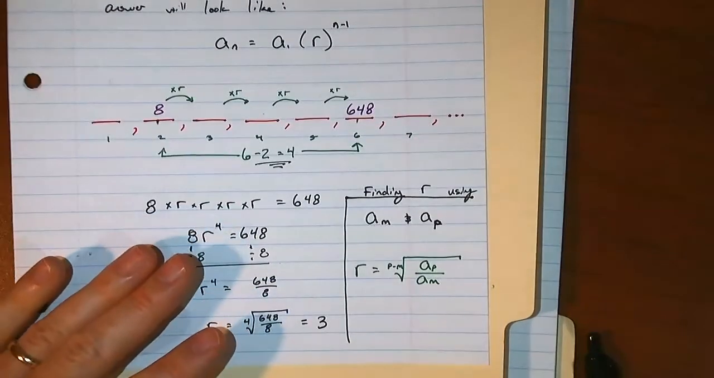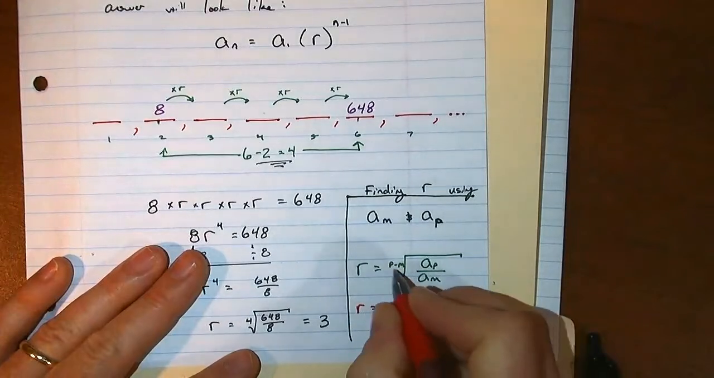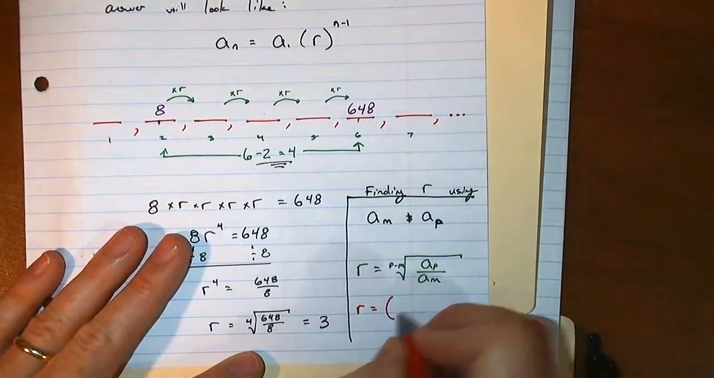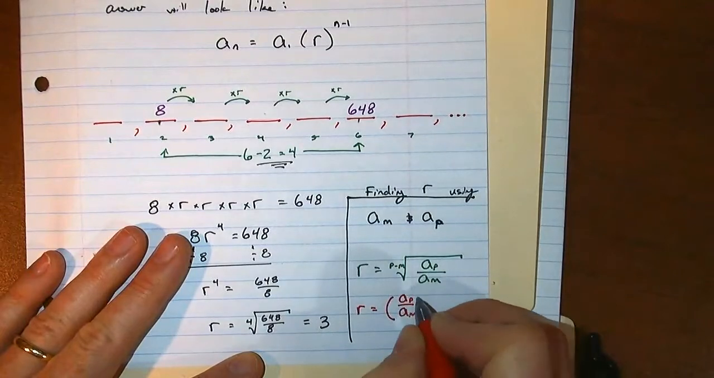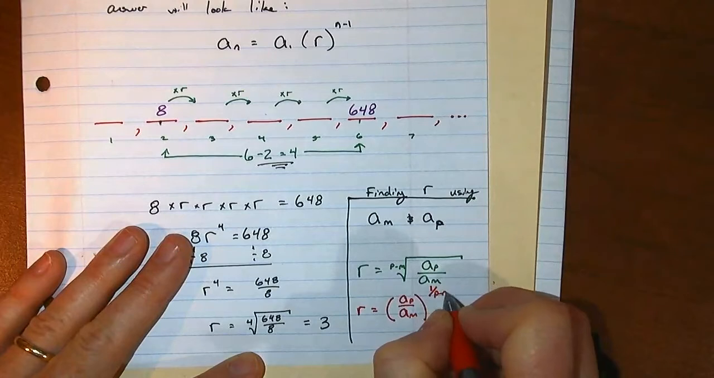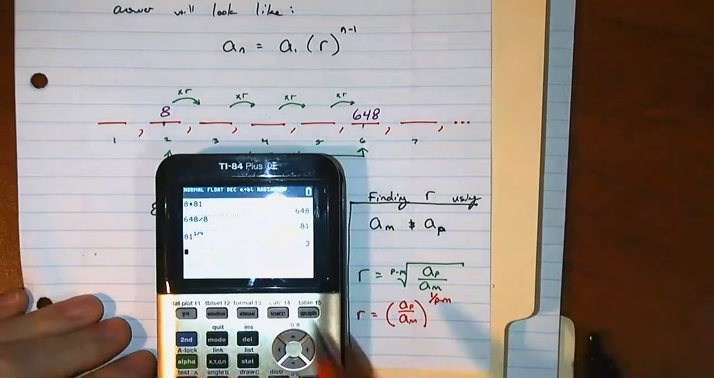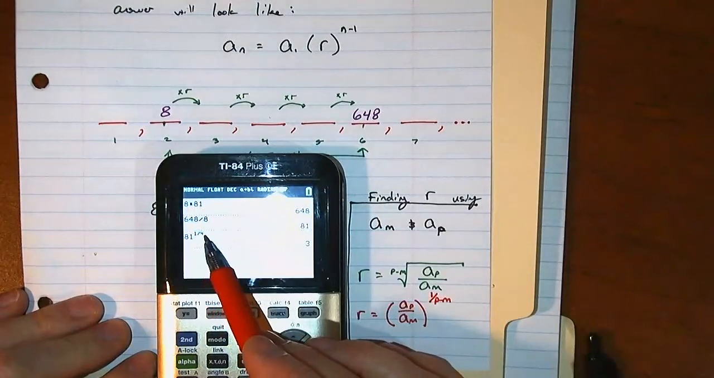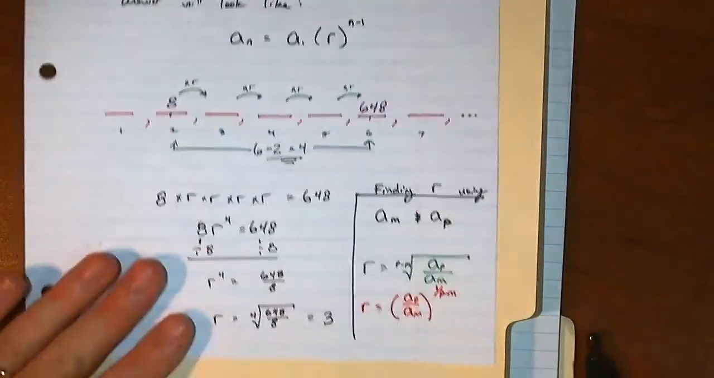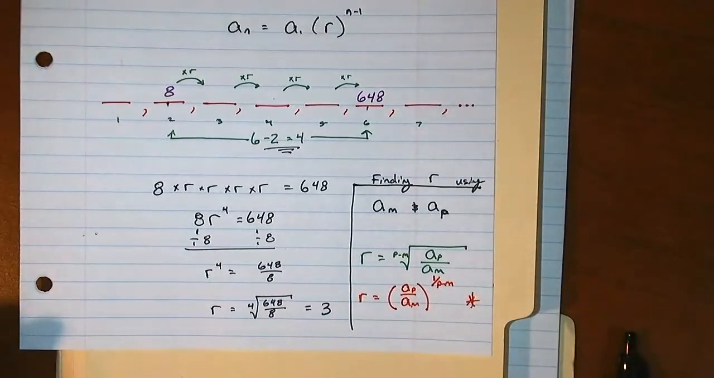Now, if it helps you as far as typing it into your calculator goes, instead of radical notation, you could write it as an exponential notation, by just making it 1 over P minus M. Okay, 1 over P minus M. So that's the way that I typed it into my calculator, right? 1 over 4, and 4 came from doing 6 minus 2, P minus M. So this is a formula that you can use to figure out what R is equal to.